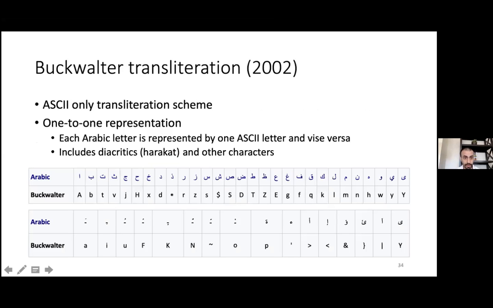One commonly used transliteration scheme is Buckwalter transliteration. It uses ASCII letters only, and it's a one-to-one representation. So each Arabic letter is represented by one ASCII letter and vice versa. It includes all the Arabic letters plus the diacritics and other characters like Ta Marbuta, Hamza, etc.